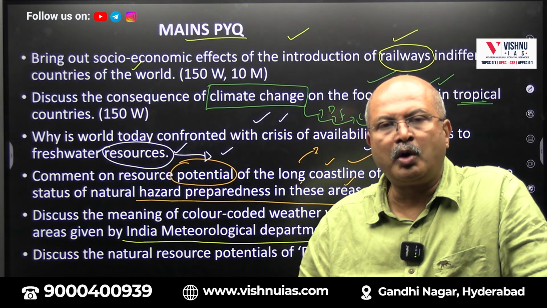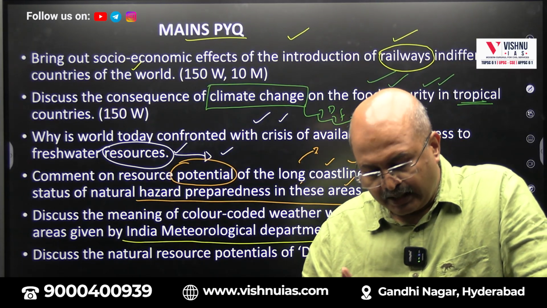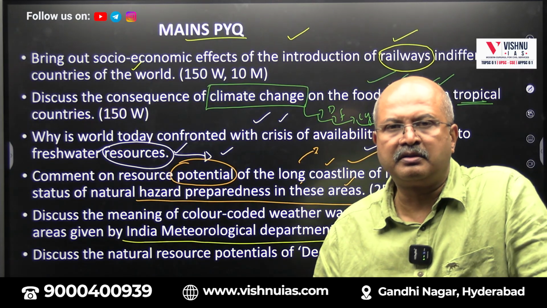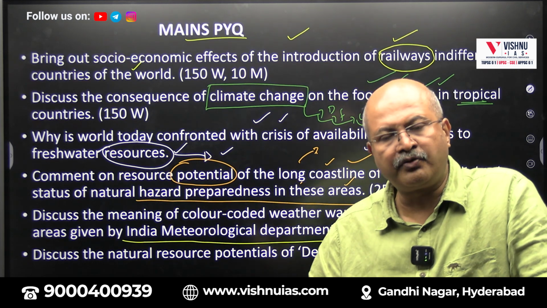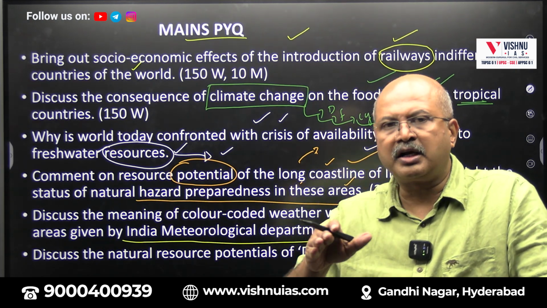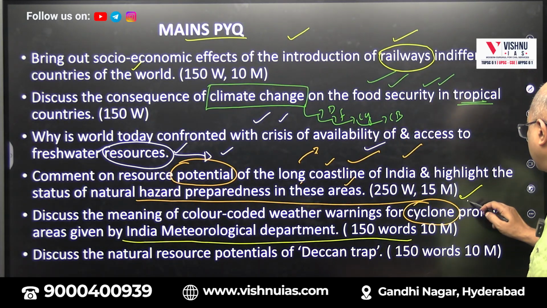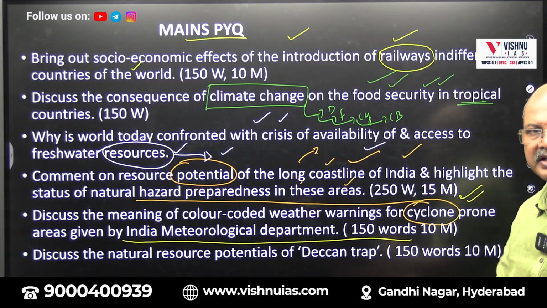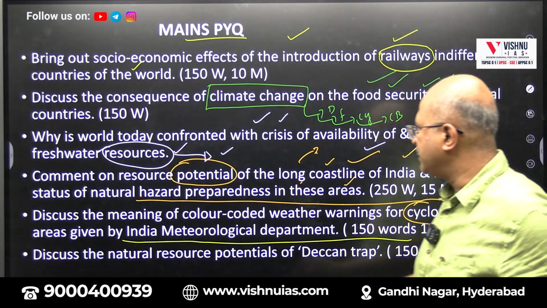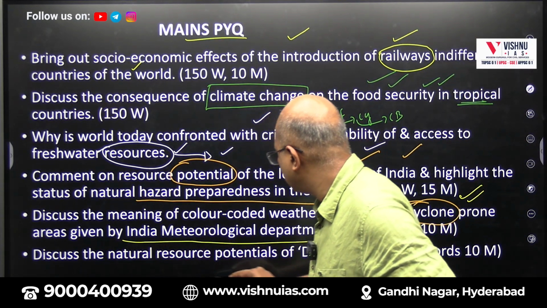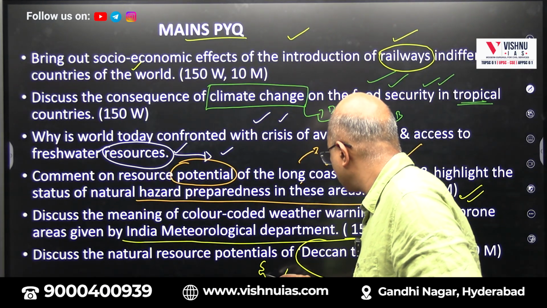And in that phase, whatever impact there is, the rainfall, the wind velocities, and whatever forecast is done, 24 hours in advance, 48 hours in advance, rainfall associated with that, they all are communicated with certain codes, color codes. And that is what they are asking about: what are the color codes and what they indicate, as given by the Indian Meteorological Department. Then it also has a question like, discuss the natural resource potential of Deccan Trap. So Deccan Trap means you have to remember that it is associated with this area.